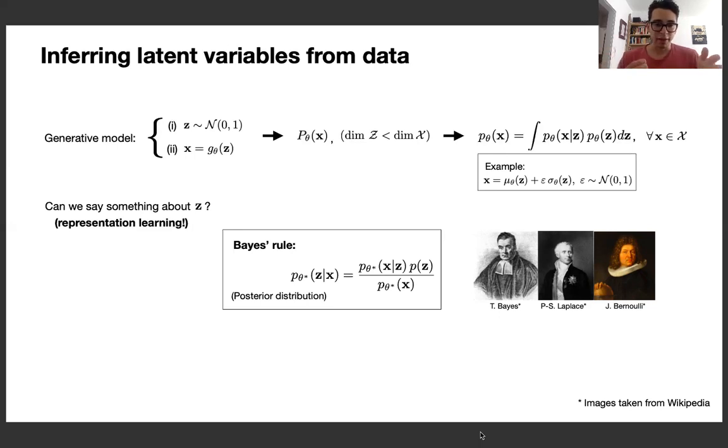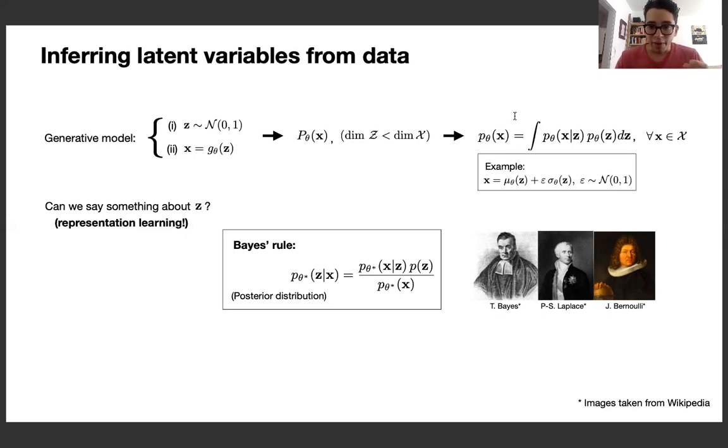The way to invert, to update your belief about the latent code, is through Bayes' rule. This was also formalized by Laplace. But even before him, Jacob Bernoulli was thinking about this issue of how to invert probability, how to update your belief after you've seen some data. And this is what we will do.